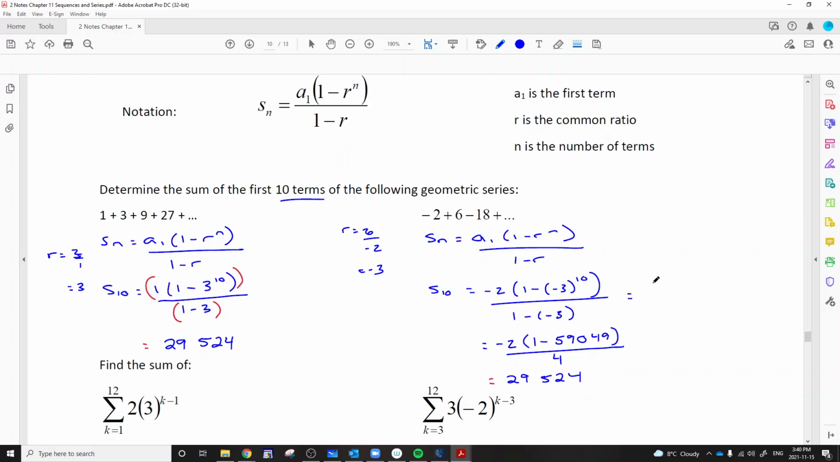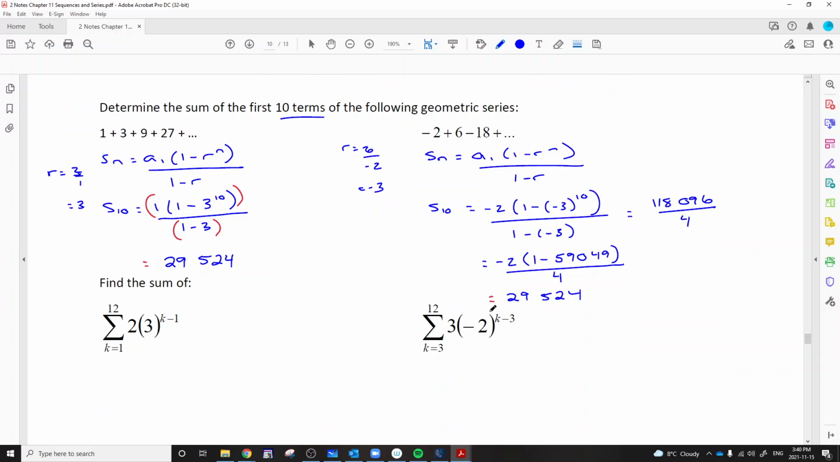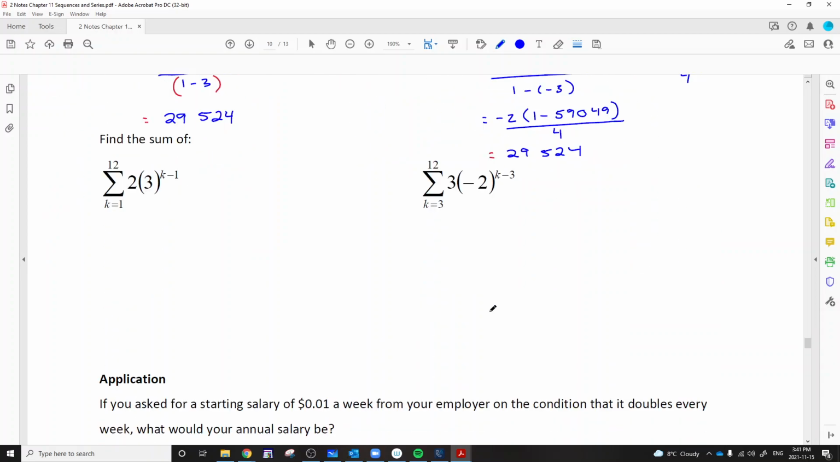So this numerator gives me 118,096, and then maybe divide that by 4. Right? See what steps you want to do in your calculator, or just get used to how you feel with operating your calculator. But the moral of the story is trust the formula, trust your calculator, and make sure you can use it correctly.